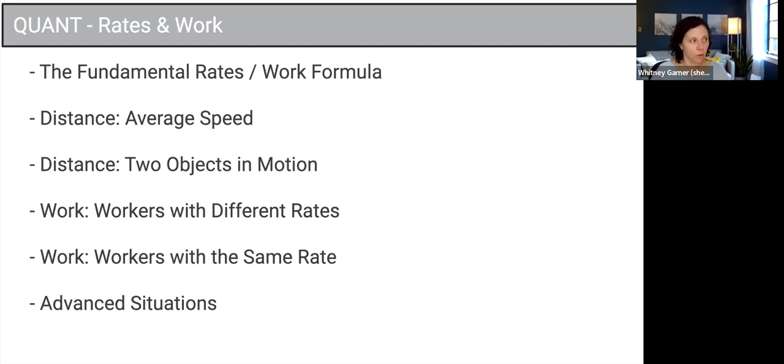So in tonight's part one, we're going to start with the fundamental formulas, both for distance as well as for your work type problems. So when we think about distance, these are like cars, trucks, people, bikes, whatever. They're driving towards each other. They're driving away from each other. There's maybe just one of them driving around, or riding around or walking around or running or whatever it is.